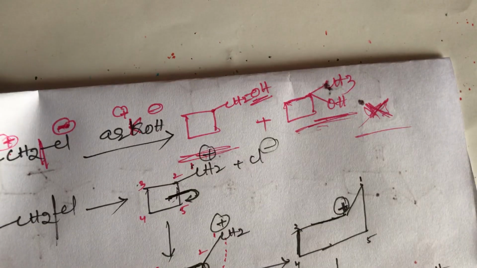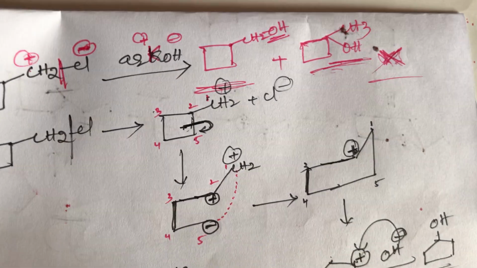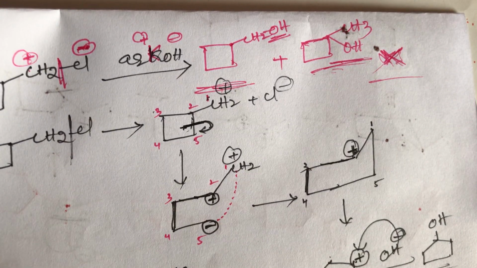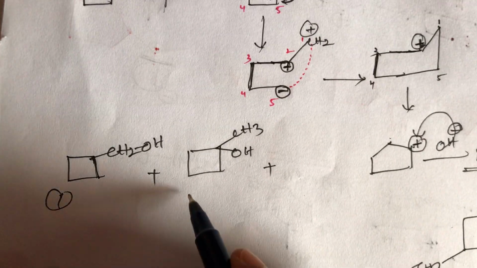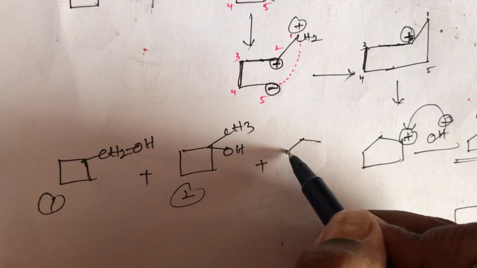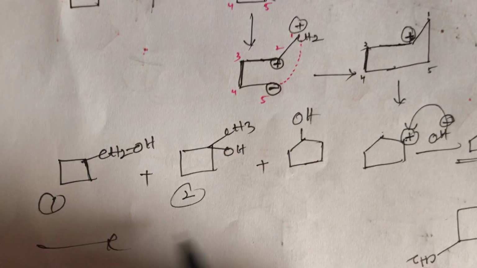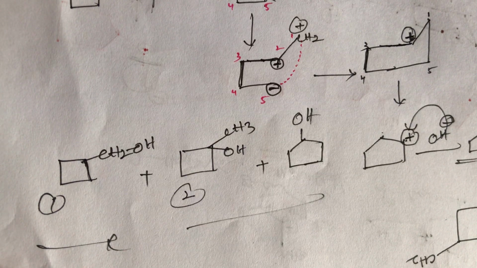What about the second product? The second product is also this one, CH3OH. What about the third product? That is cyclopentanol. Which one is more stable?